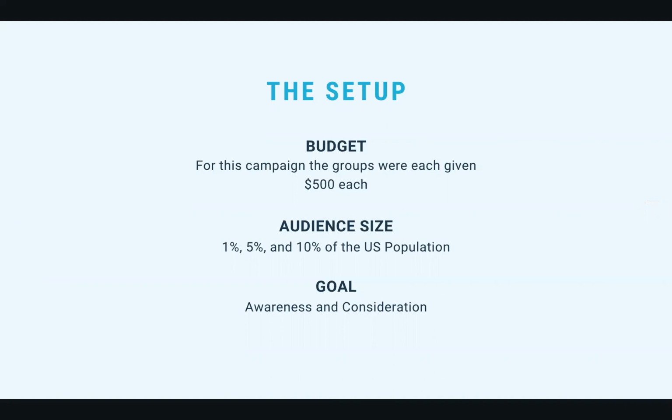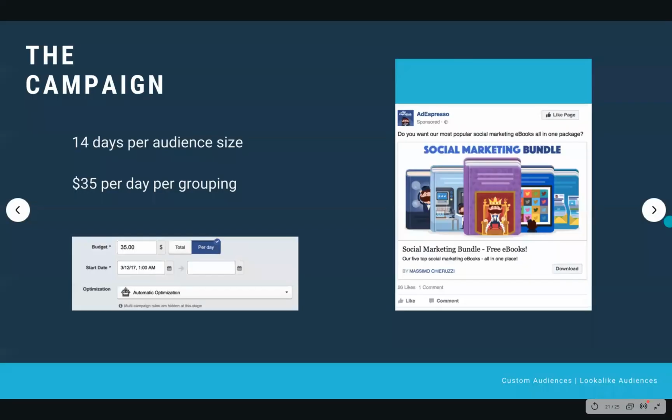As we go to the next slide, we're going to talk about the campaign itself and how it was planned. This was a 14-day campaign in which they were able to track the click-through rate, cost per click, among other important metrics. The call to action of this ad was the download button, which gave areas to fill in name and email of potential customers for lead generation tracking purposes. The campaign budget was $35 per day for each of the 3 audience sizes.